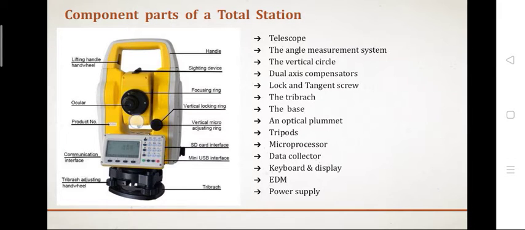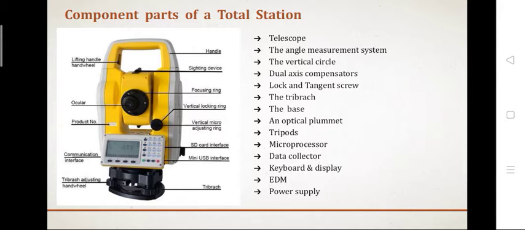This is your telescope. This is your screen with a microprocessor inside, and there is a battery at this side. Here there is a battery. These are the function keys which we are going to study, and at the side it has a mini USB interface and an SD card interface. It has a battery for power supply, and it has an electronic distance measuring device inside this telescope, which will help us to measure the distance and to process the data.